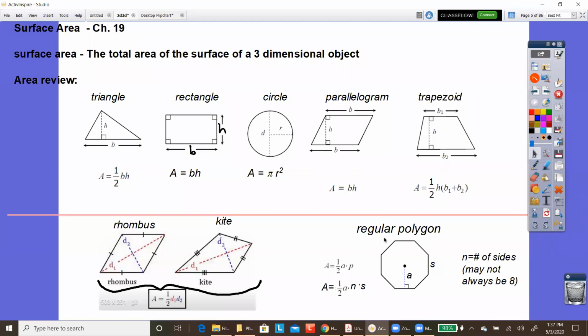So before we get into some actual problems, you need to review some area formulas. And these are the area formulas that we've done so far this year. You might want to take a quick picture of this, pause the video, write these down and refresh your memory on all these shapes, because these are the majority of the area formulas we're going to be referring to.